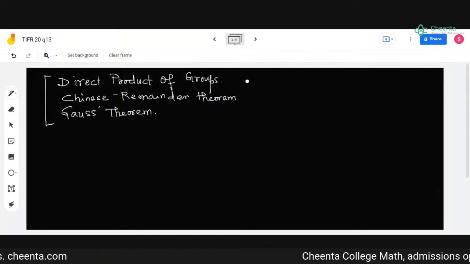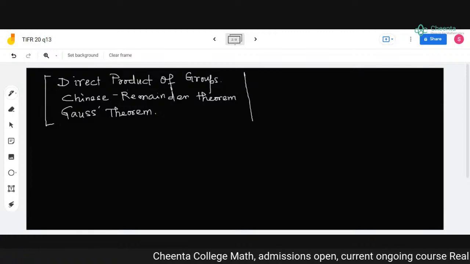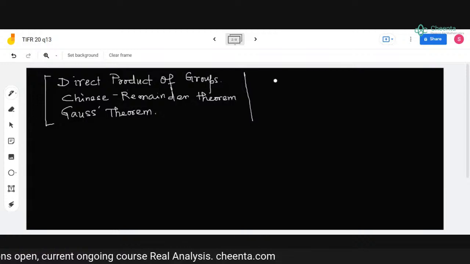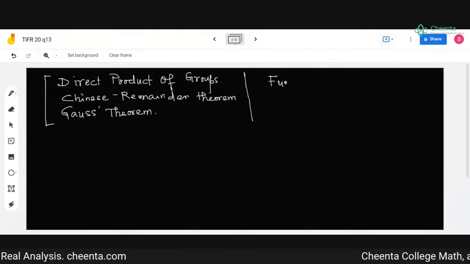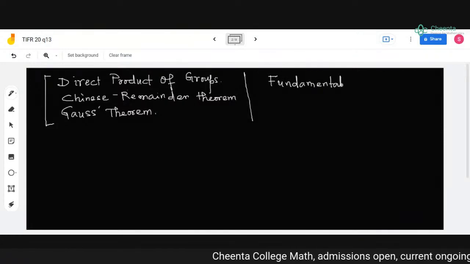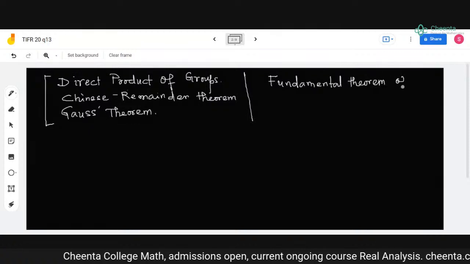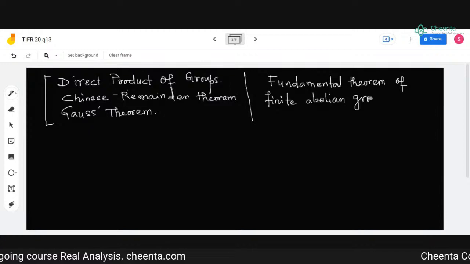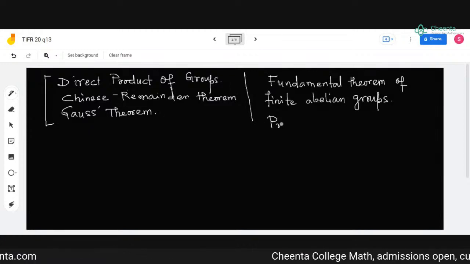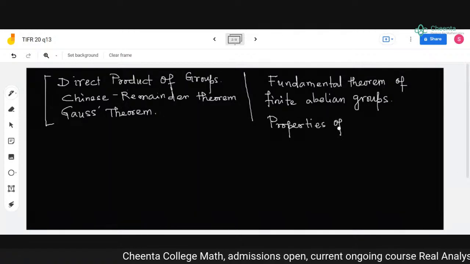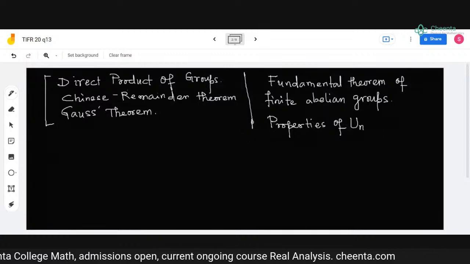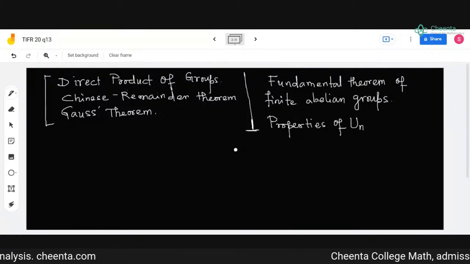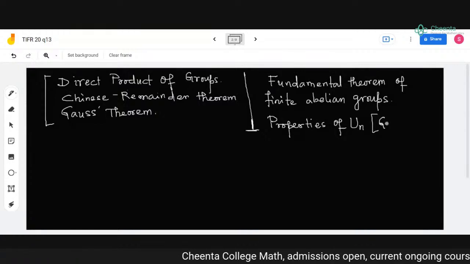So there are some side notes that you might want to study first before solving this type of problem as well. Those concepts are the fundamental theorem of finite abelian groups and some properties of U_n. So basically that is the group of units in this setup that we are actually taking. So let's say basic properties of the group of units.